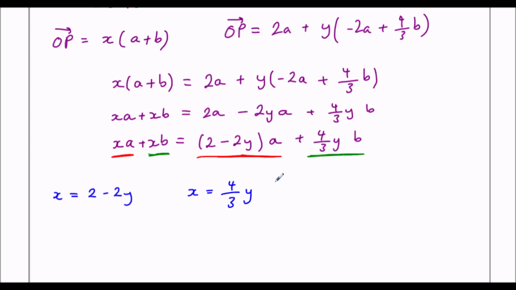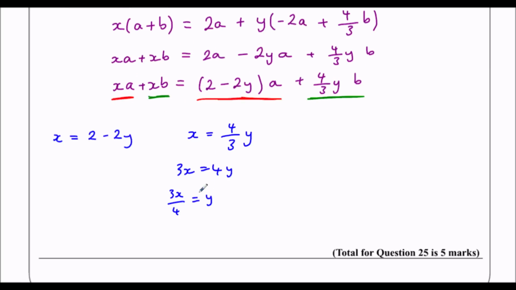I want to know what X is, so I really want to eliminate the Y. From this one, if I multiply both sides by 3, 3X equals 4Y, and then divide by 4, I get 3X over 4 is Y. Then I'm going to substitute this into my other equation. That gives me X equals 2 minus 2 times 3X over 4. X equals 2 minus 6X over 4, which I can simplify to 3 over 2 X.